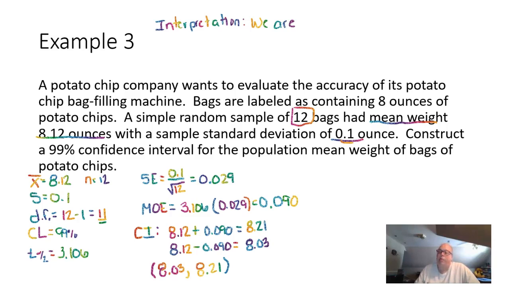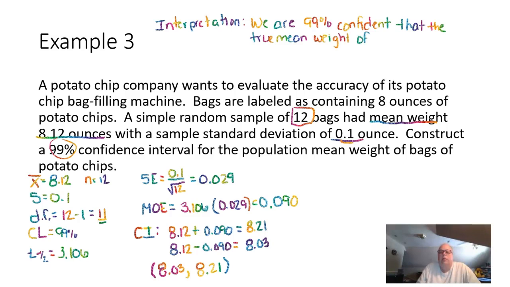We are confident. We're very confident. In fact, we are 99% confident that the true mean weight of those potato chips for the population lies between our lower interval there, 8.03 ounces, and 8.21 ounces.